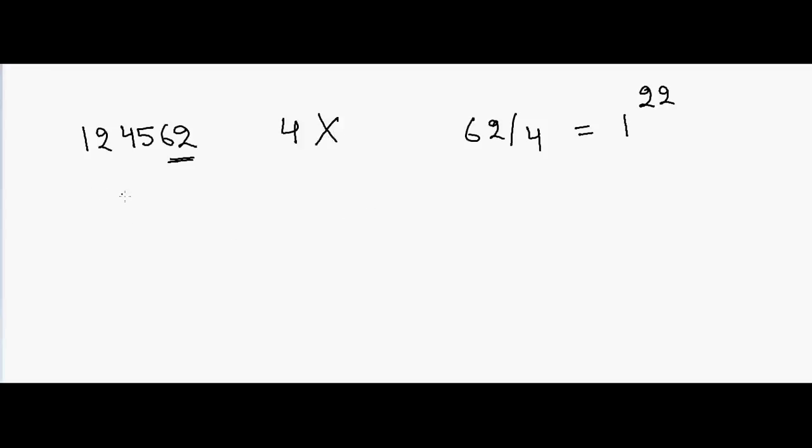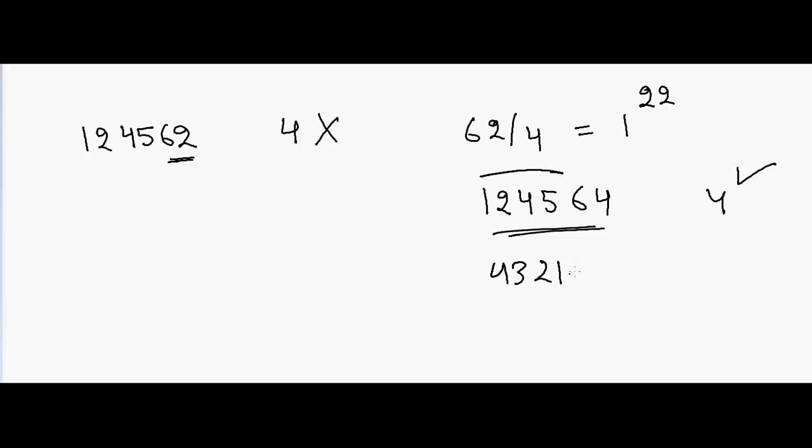So how can I modify this number? If I make 1 2 4 5 6 and make 4 here, then this number should be evenly divided by 4. And I can modify this number anyway. I can write 4 3 2 1 6 4, then again it is divisible by 4, or I can write anything, x x x x and 64, then this number should also be divisible by 4.